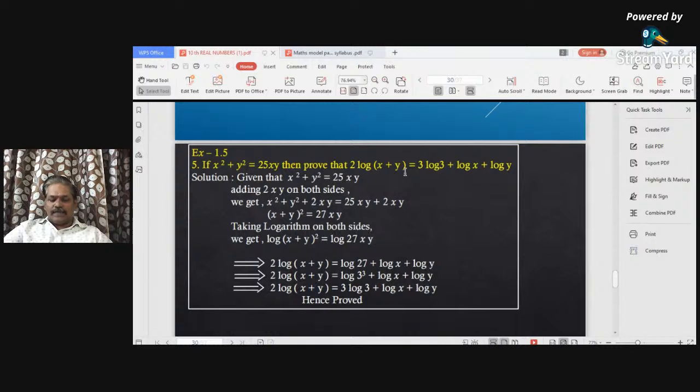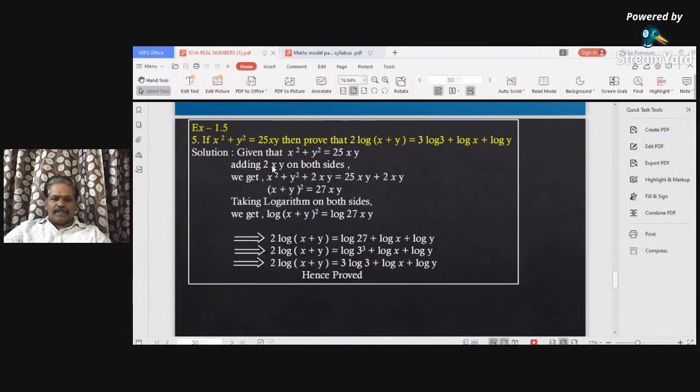In the exam, there is a possibility of being asked to find the value of the left hand side or right hand side. The process is the same. The question may change, but the solution is the same. So be careful, and instead of 25xy, they can give you 47xy or something, which is a perfect square.